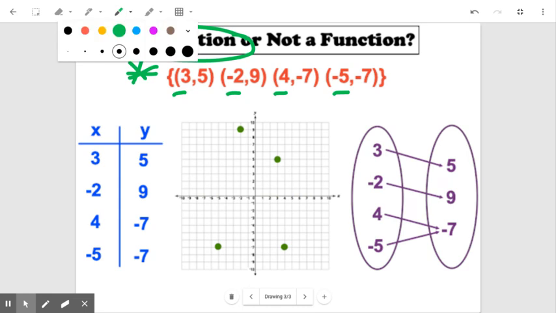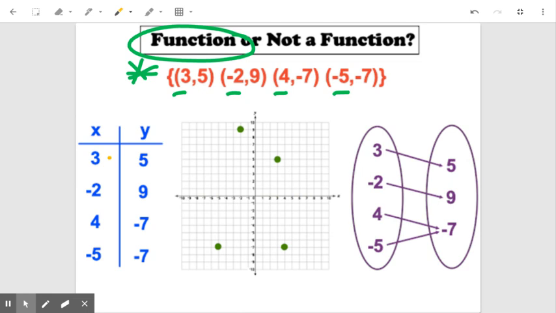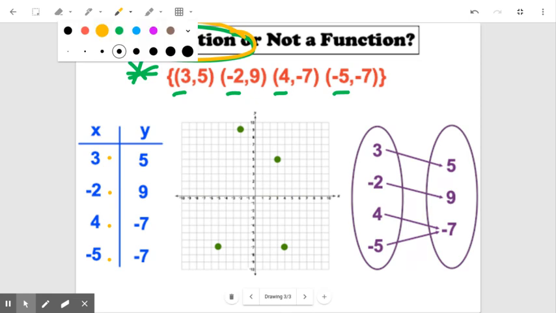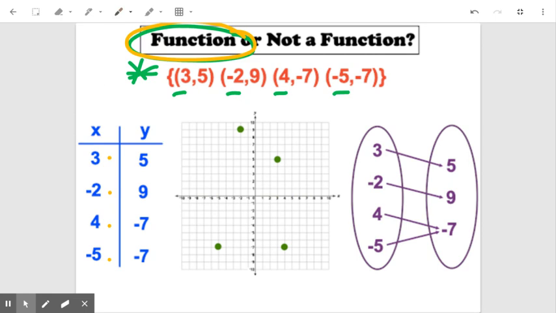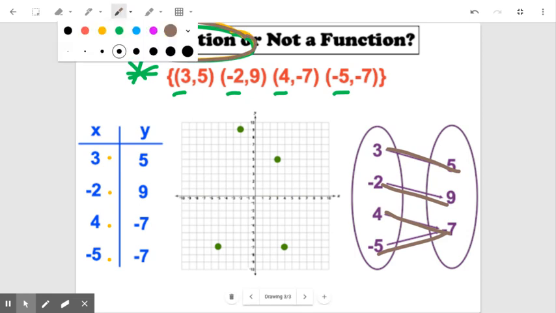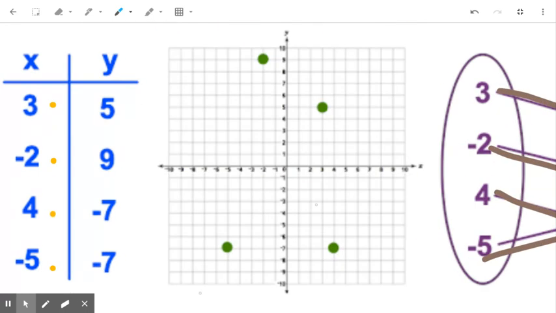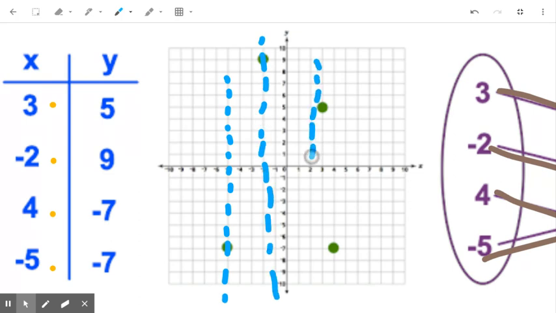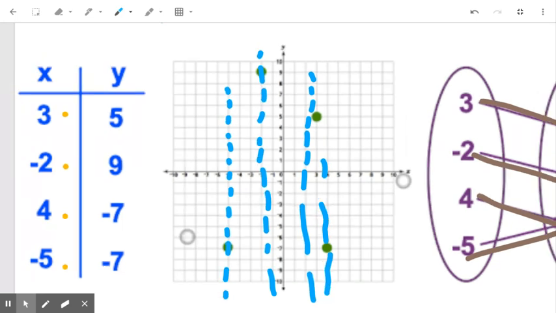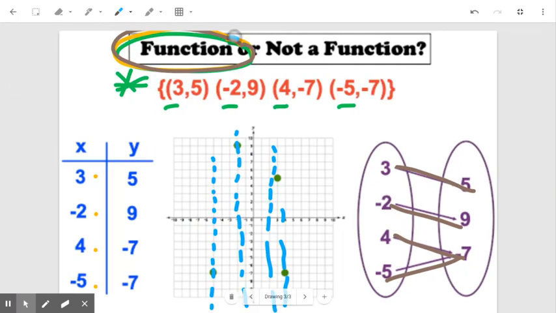If I look over here at this table, I see a 3, a -2, a 4, and a -5. None of those repeat, so I know it's got to be a function. And then if I look over at the mapping, each one of these numbers has only one arrow coming off of it. That means it's a function. And then lastly, if I take the graph and draw a vertical line all the way through the graph at any one of these points, it only hits one time. Because that's the case, this thing is a function.